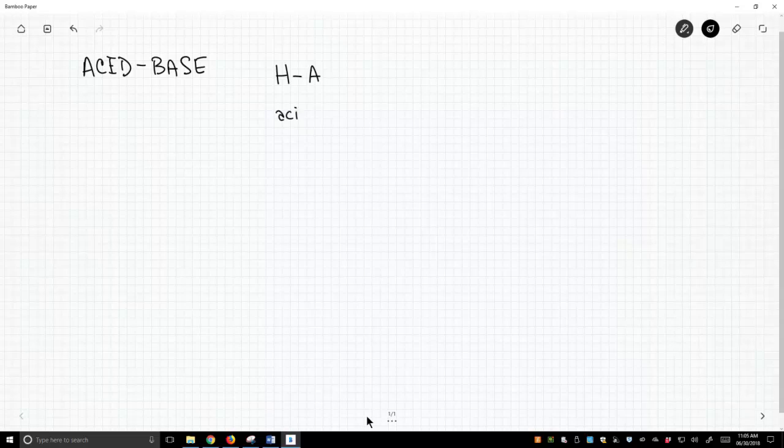Here is our acid, HA. We're not specifying what A is. It's just something that's attached to a hydrogen. And we're going to assume that we're in water, and the role of water is to be our base. It's going to accept the proton. And so this is going to engage in an equilibrium reaction. All acid-base reactions are equilibrium reactions. And what happens is the hydrogen on our acid, the proton, will get picked up by our base, water.